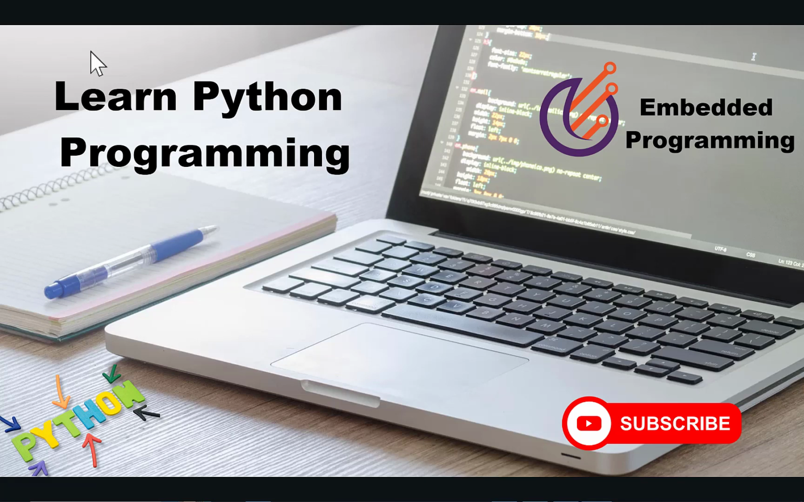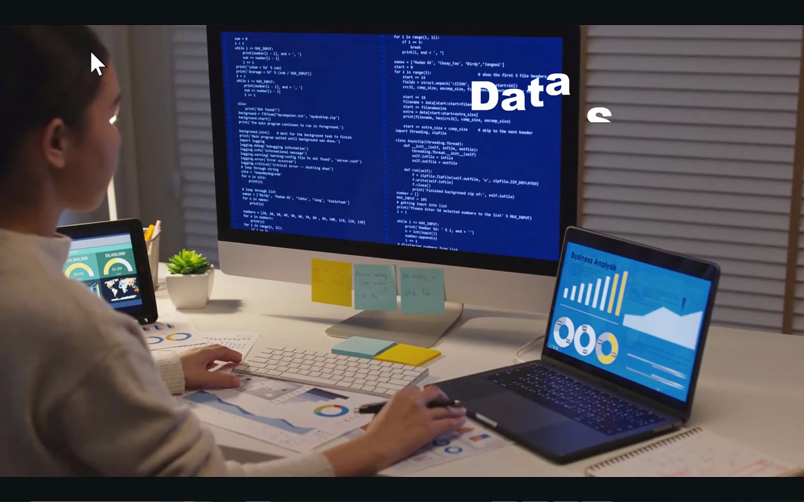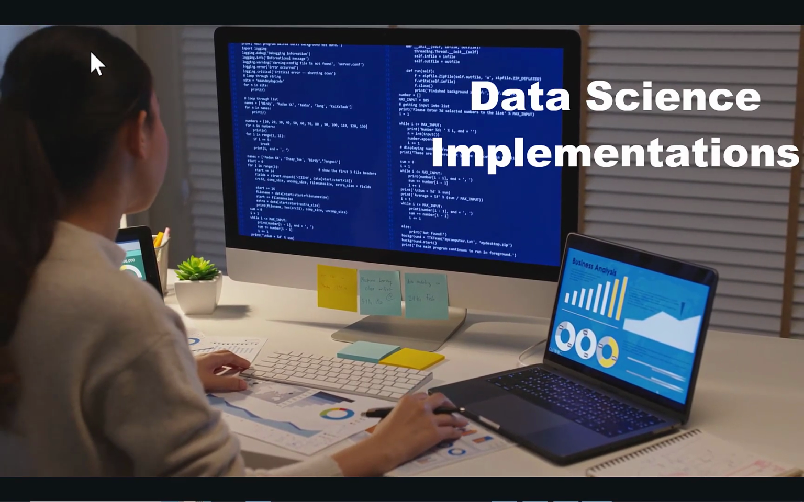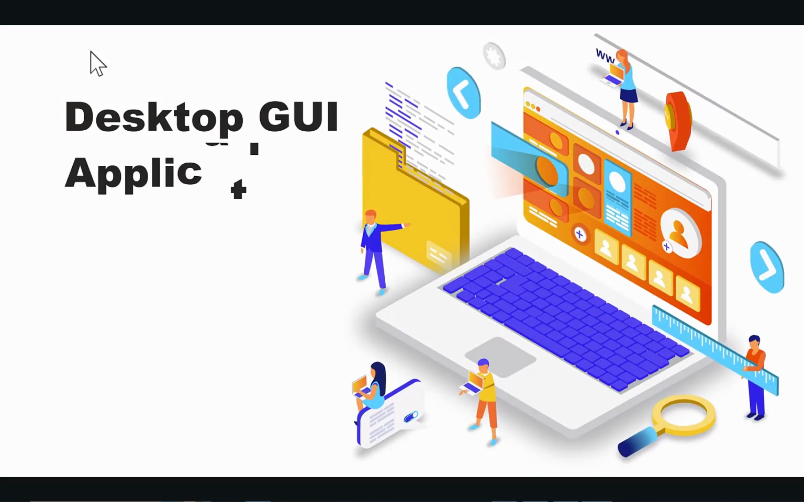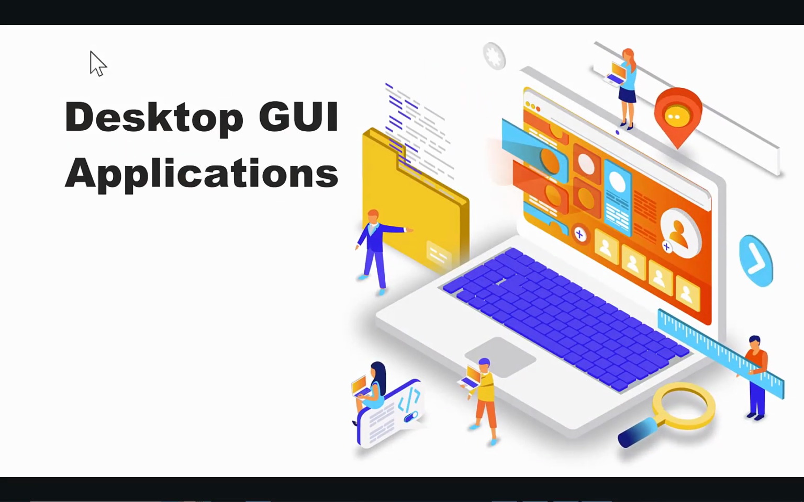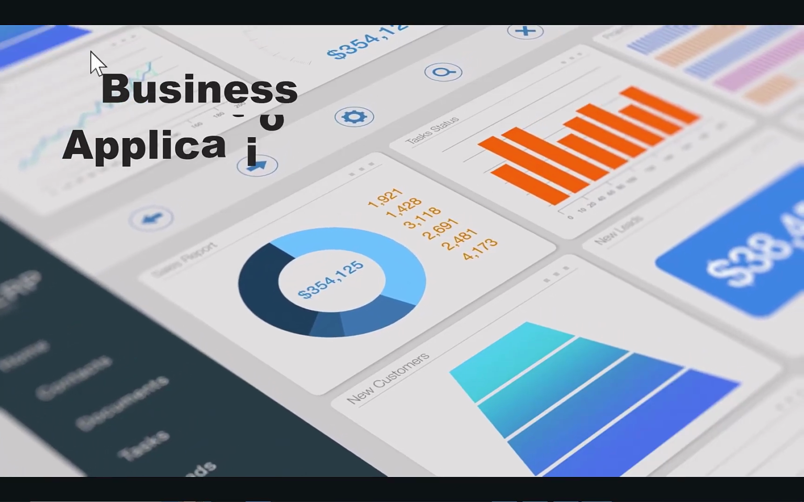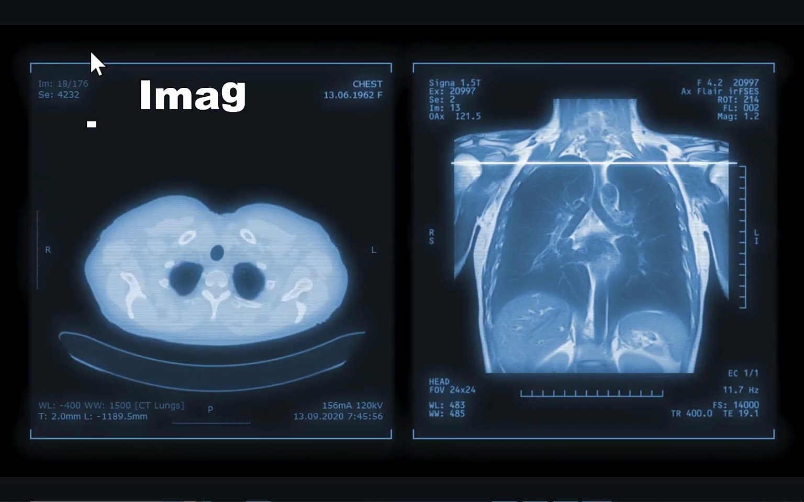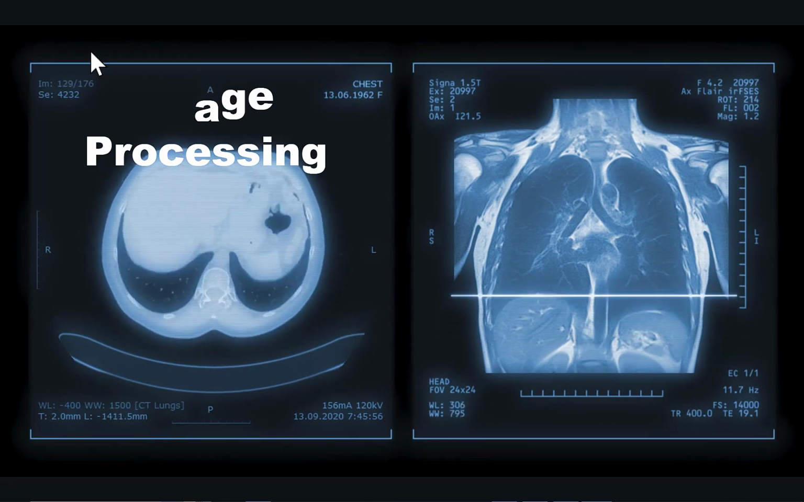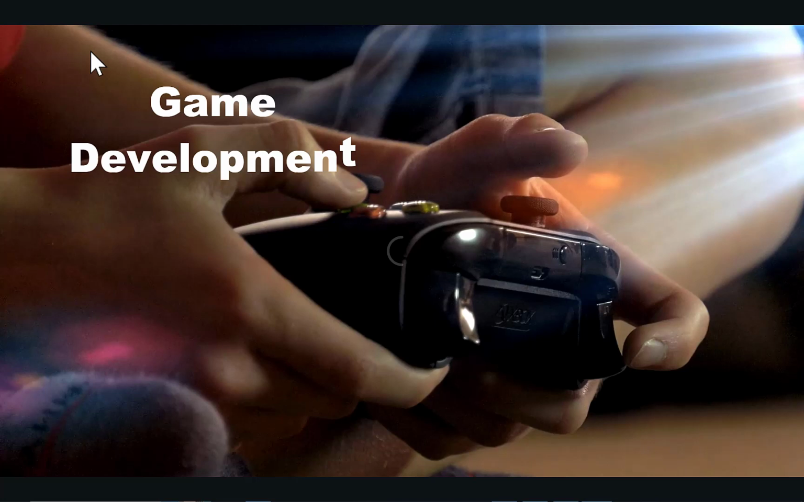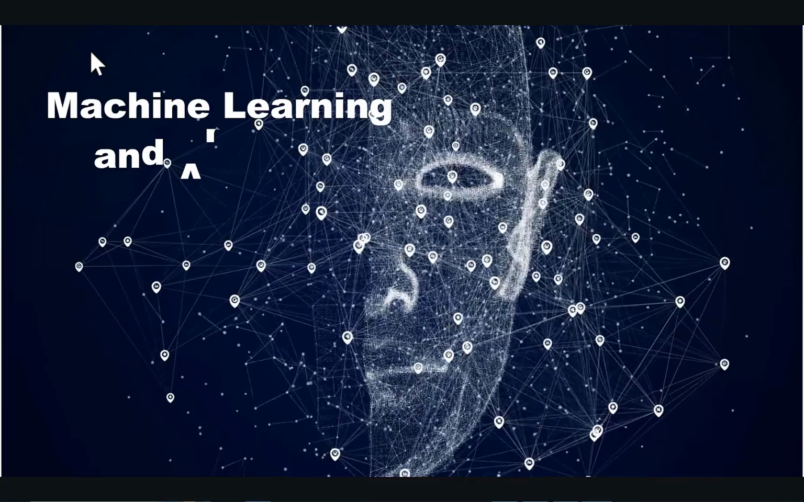Python programming language has various applications in the field of web development. It is used in data science. It is very popular in data science. We can develop web applications, desktop applications or GUI applications in Python. We can develop a business application in Python. We can process our images or more data in Python programming language. It is used in game development, and it is very popular in the field of machine learning and artificial intelligence.